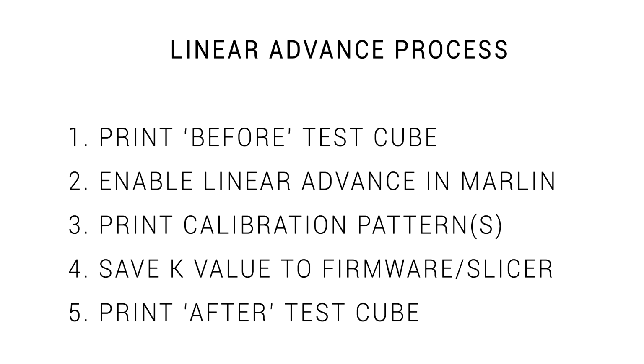In this video, we're going to go through 5 steps. We're going to do a before test print. We're going to enable Linear Advance in Marlin. We'll then print some calibration patterns, probably more than once to get it dialed in. We'll save the K value we learned from that to the firmware and our slicer, and then we'll do the same test print again to compare our results.